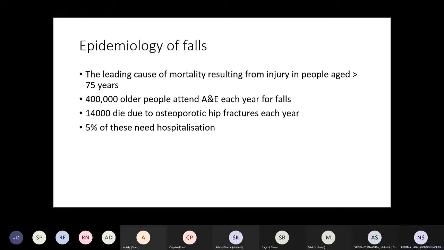So falls are the leading cause of mortality resulting from injury in people aged above 75 years. So even today on the wards, we had a patient who had a fall, was on blood thinners, and had an intracranial bleed and probably won't survive that. So you can see how common it is and how dangerous it could be. So this is just a few epidemiology of the falls.